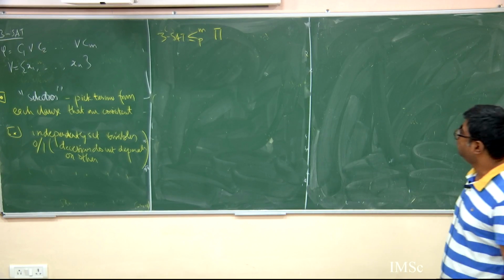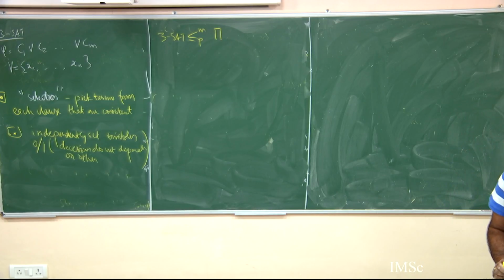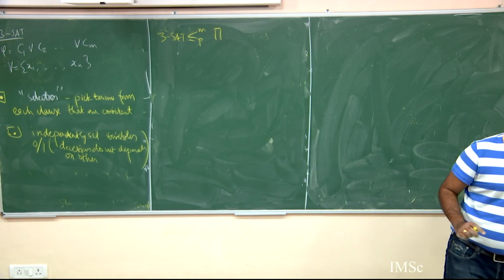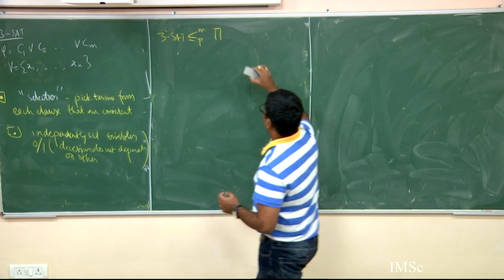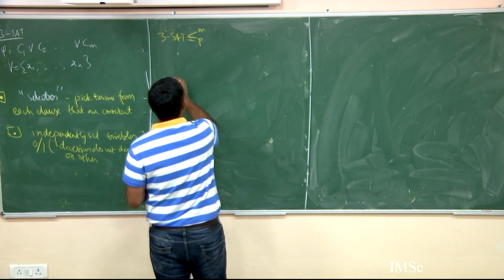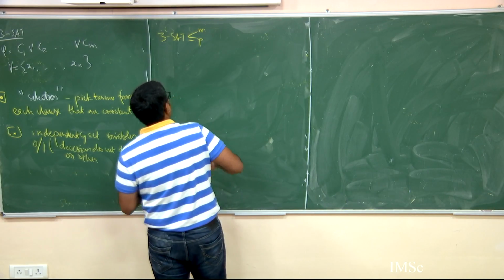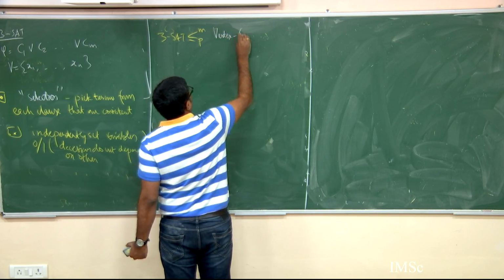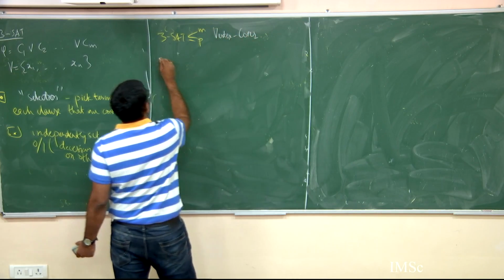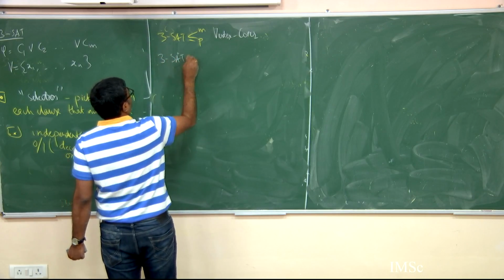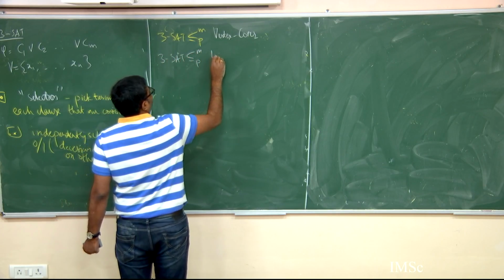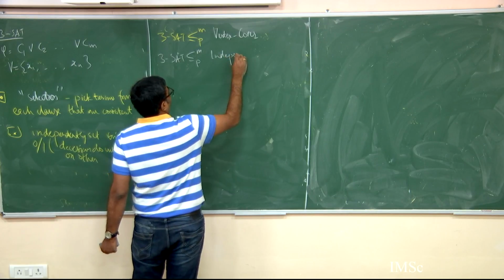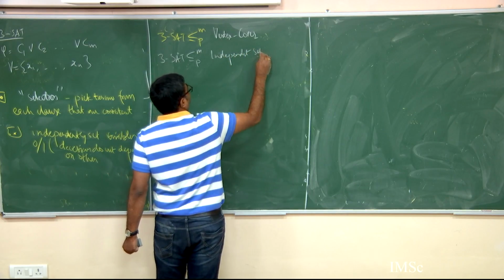Okay, so now let's give a reduction. They're two simple reductions, not something very funky. What I want to do is reduce 3-SAT to vertex cover, and 3-SAT to independent set.